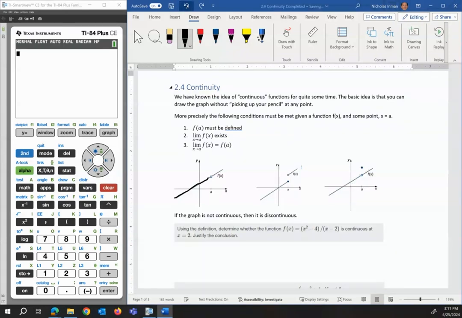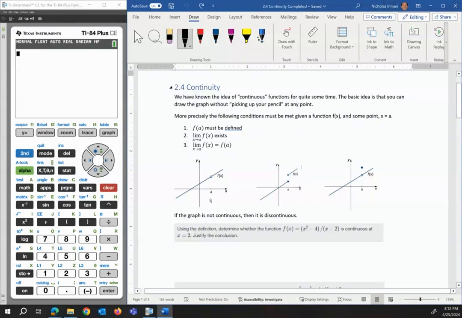All right, but how do you describe this? In calculus, we want to be a little bit more rigorous in how we say something's discontinuous than not picking up your pencil. So 3 rules. Number 1, f of a must be defined. When you plug in a, you have to get an answer.